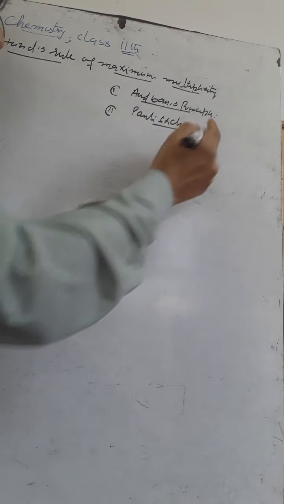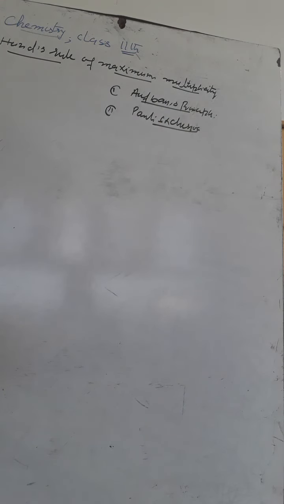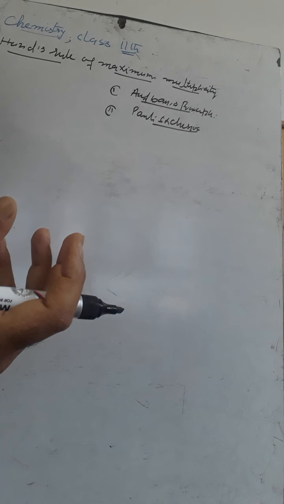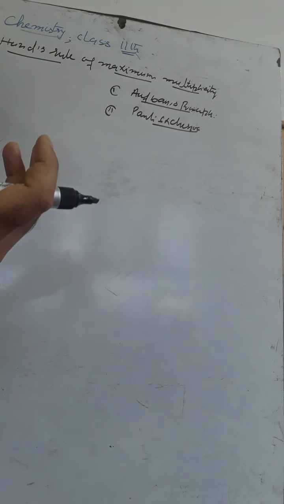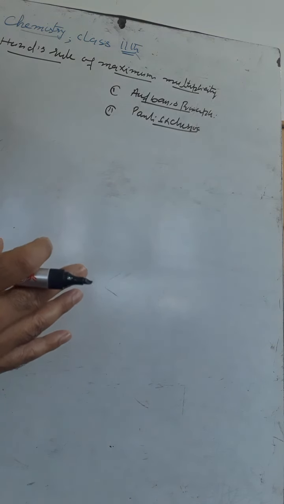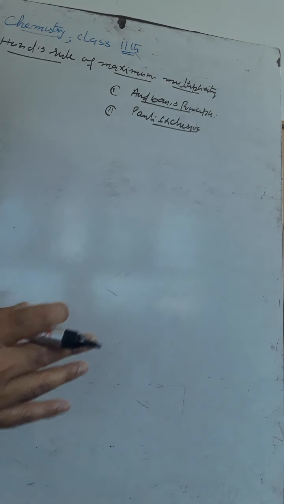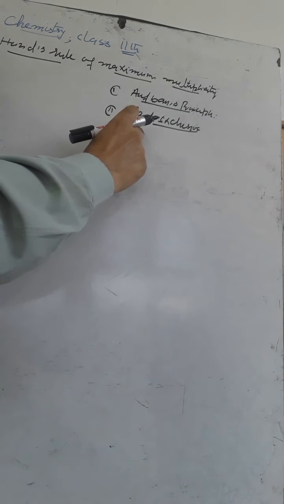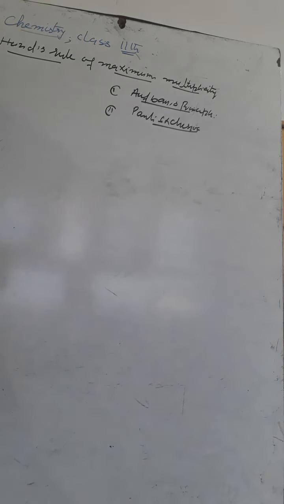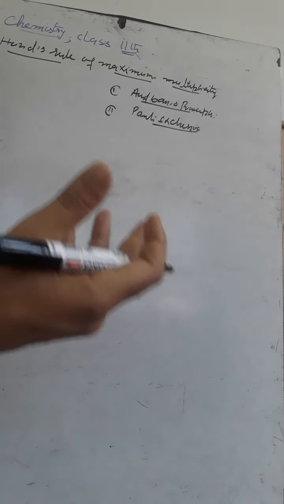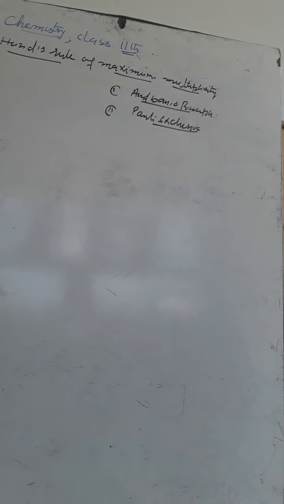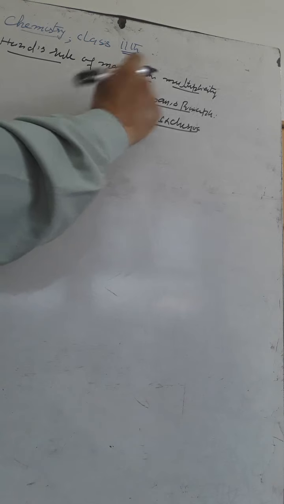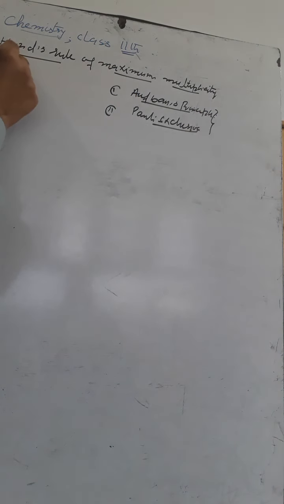Pauli's exclusion principle is dealing with the quantum numbers of the electrons in the orbitals, isn't it? And this principle states that no two electrons in the same orbital can have all the four set of quantum numbers identical. And after that, we have now Hund's rule.